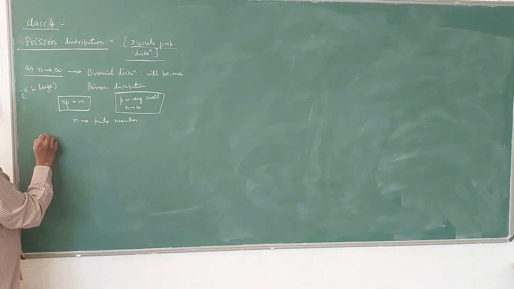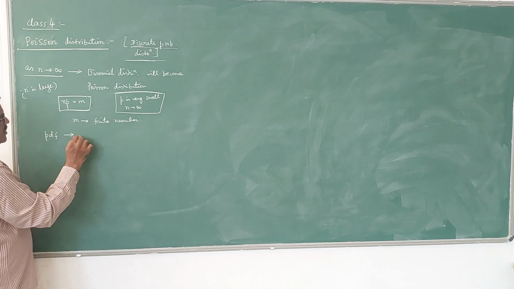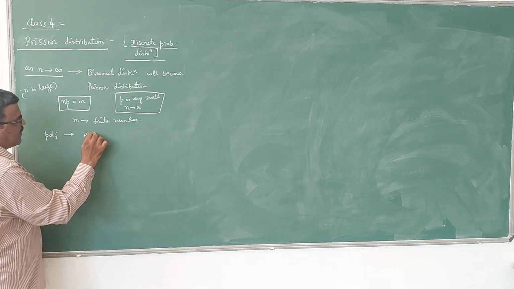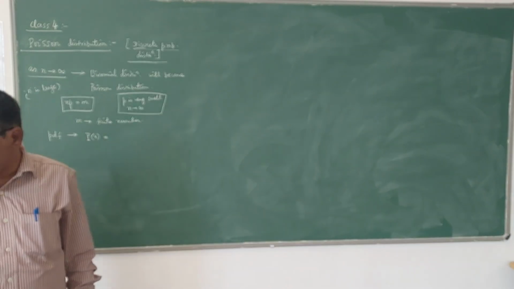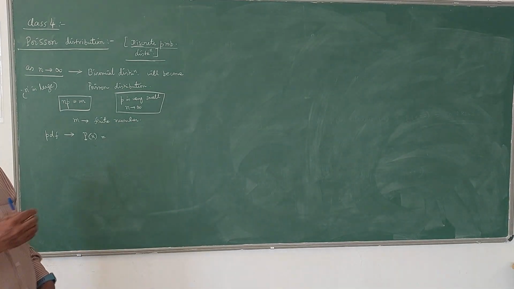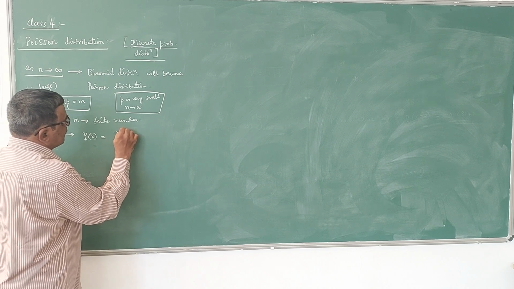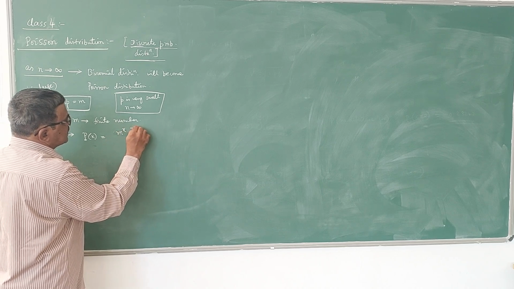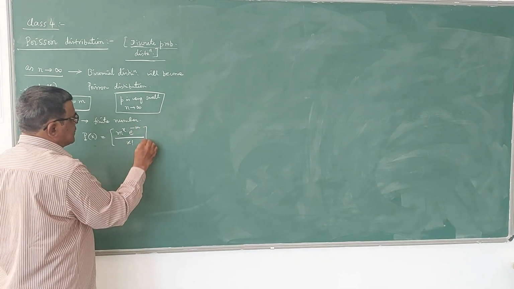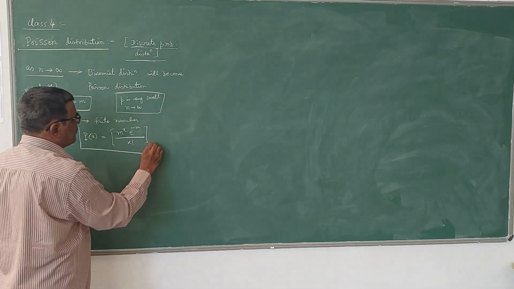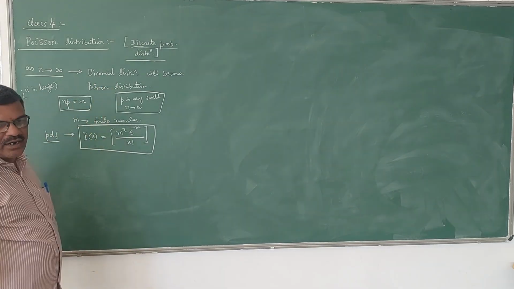The probability density function for a Poisson distribution is given by p of x is equal to m power x into e power minus m, divided by x factorial. This is the PDF, the probability density function of the Poisson distribution.